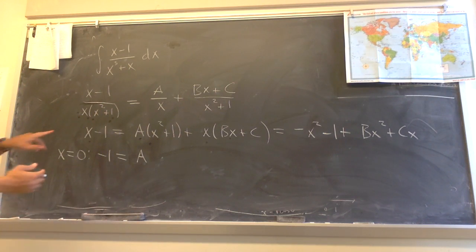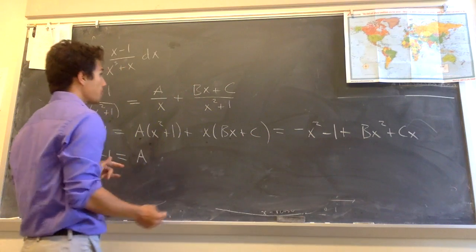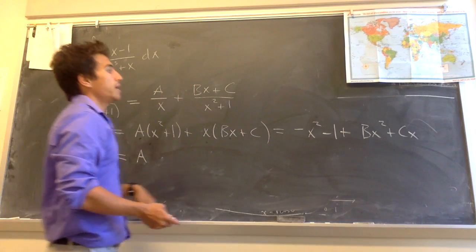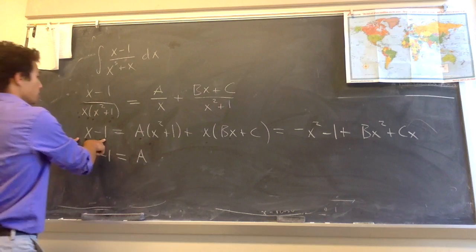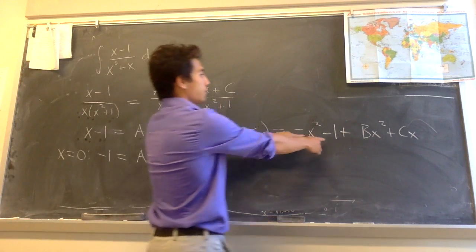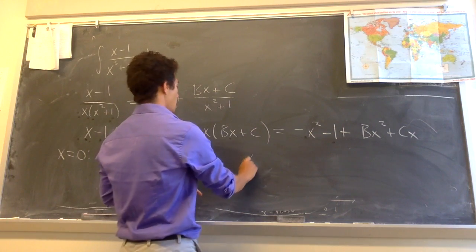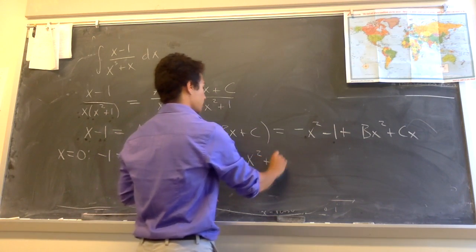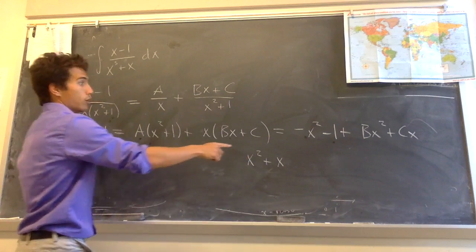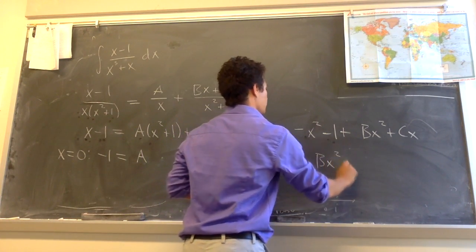And so I have this equation. I'm saying this side is equal to this side as polynomials. And so I can solve for B and C by moving this to the other side and identifying coefficients. So if I move this negative x squared minus 1 to this side, I get the following equation: x squared plus x, and then minus 1 plus 1, is equal to Bx squared plus Cx.